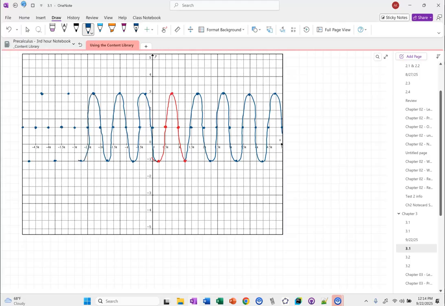And I'm just kind of connecting my dots now. Woo! That's a workout, right? There's a lot of extra stuff to plot to fill that space. All right.